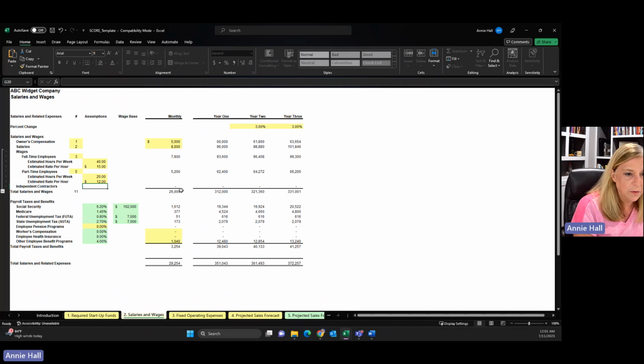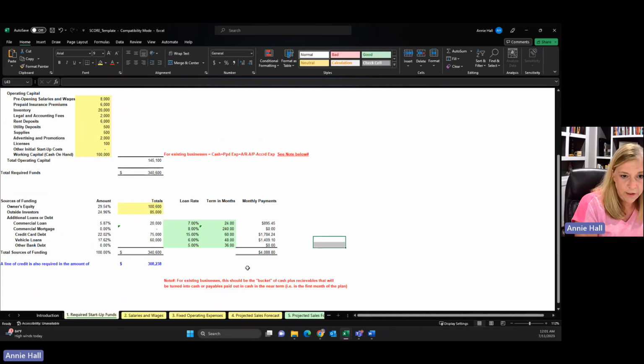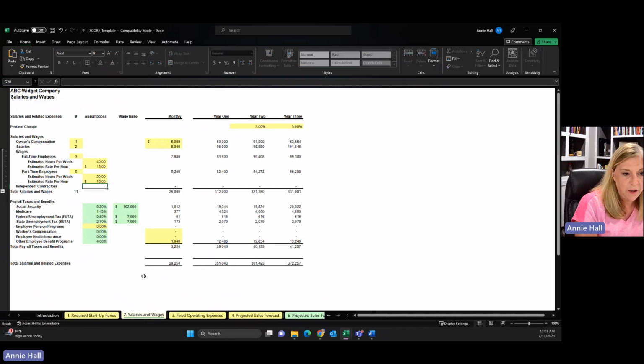So now I know that I'm going to spend $26,000 a month on payroll. I'm also going to be spending $3,254 a month on payroll taxes. So my total monthly cost for salaries and taxes is going to be $29,254. So now we know so far what we're going to be paying every month. From tab 1, we're going to be paying $4,088.80 for our cost of funds. And we're also going to be paying $29,254 a month for salaries. So right now we're at almost $35,000 a month for people and money.